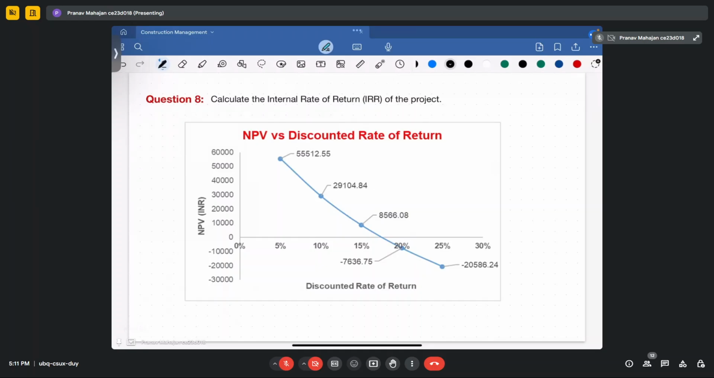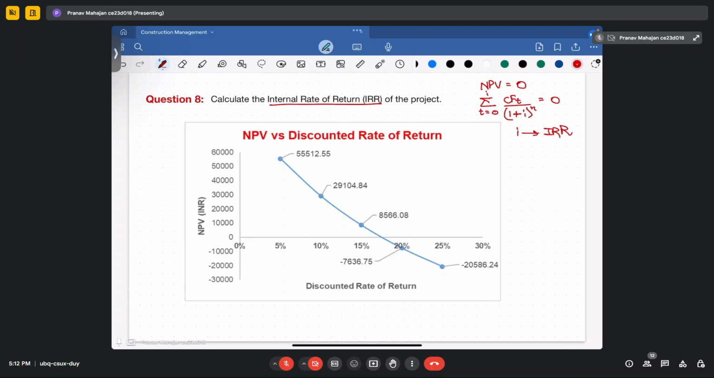Now, the last question of today is to calculate the internal rate of return. So what is internal rate of return? When your NPV becomes equal to zero, the formula for NPV, that is the sum of CFt, the cash flow, divided by (1 plus i) to the power of t, will become equal to 0. Now this i will become your IRR in this case.